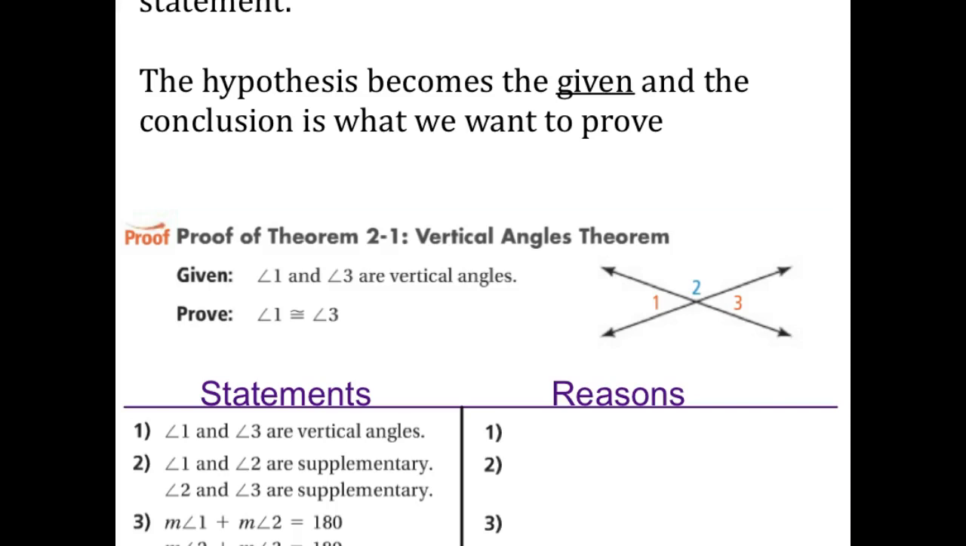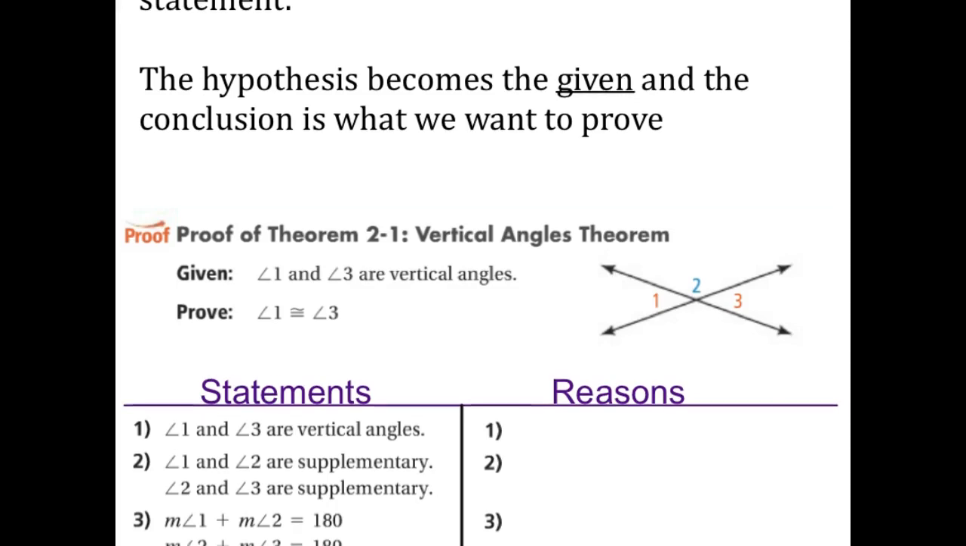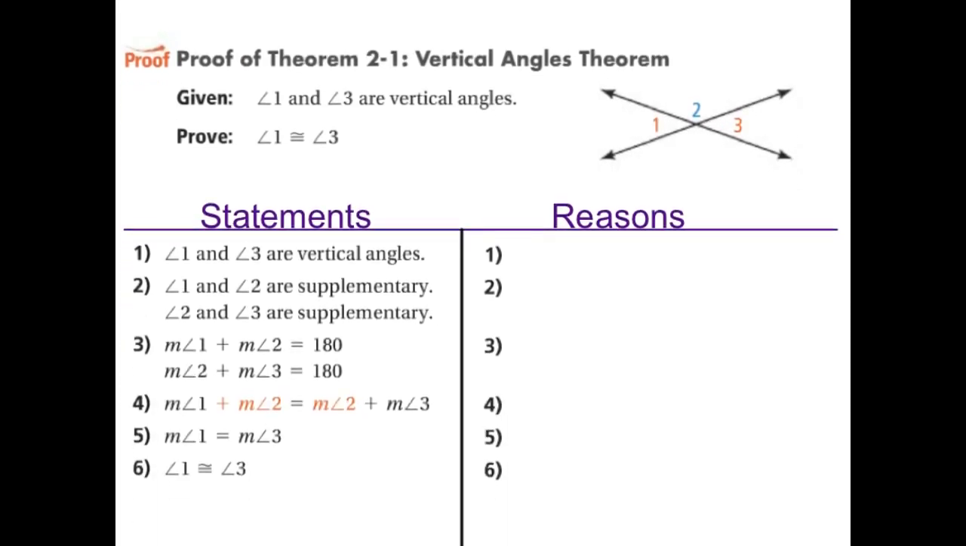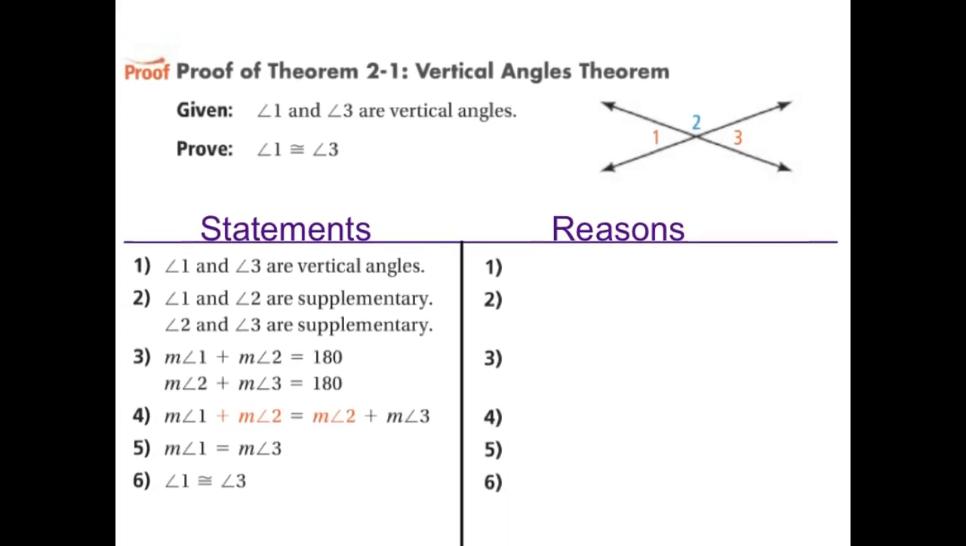And so we've supplied the statements. What we have to come up with are the reasons. Remember, this is our second day of proofs. So let's think about the first one. Angle 1 and angle 3 are vertical angles. I see that as a repetition of what they already gave me in the given. And if you remember, when you repeat the given, we have a reason that we get to use, and that is given. About 90% of the time, that's going to be your first line of your proof.